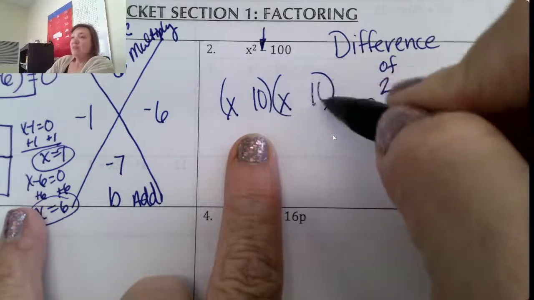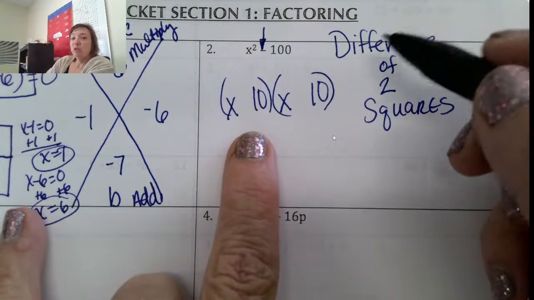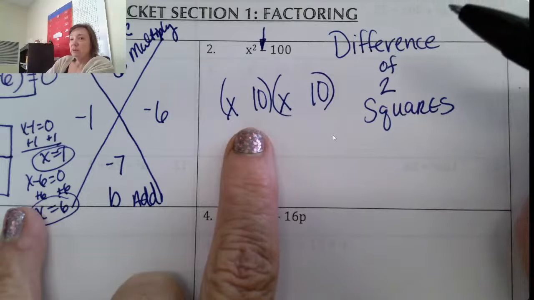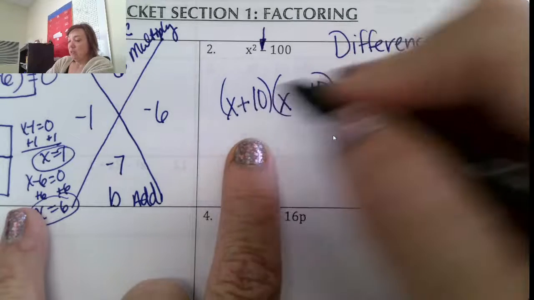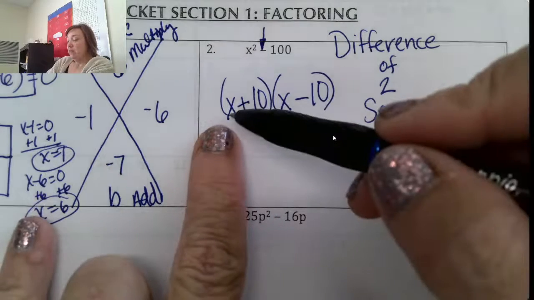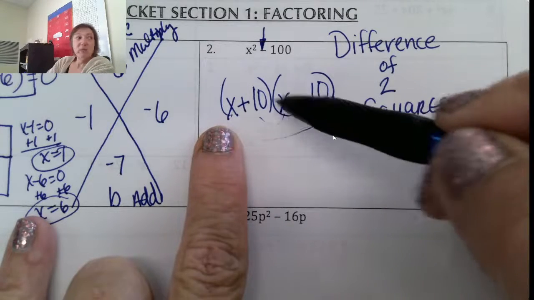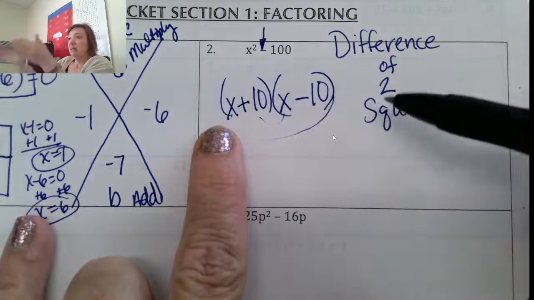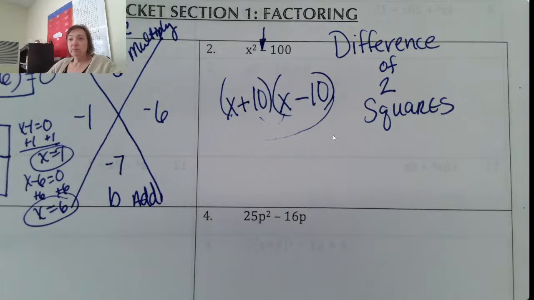And then we don't even have to think about our signs. How do you get a negative? One's got to be a positive, one's got to be a negative. And remember, this works out because if we did this times this, that would be a negative 10 and a positive 10, and they cancel each other out. Just like that. They're just gone.